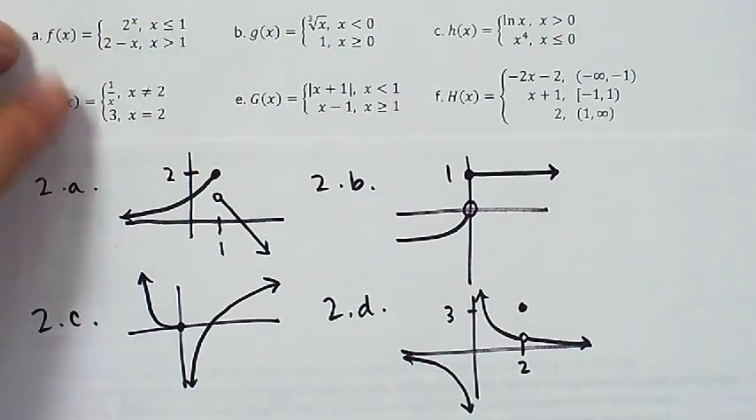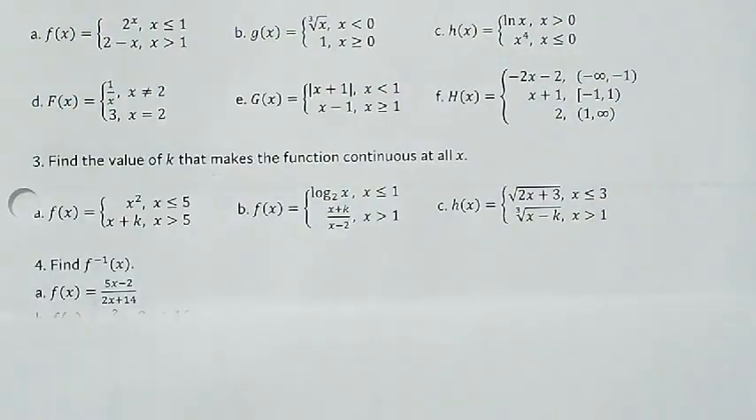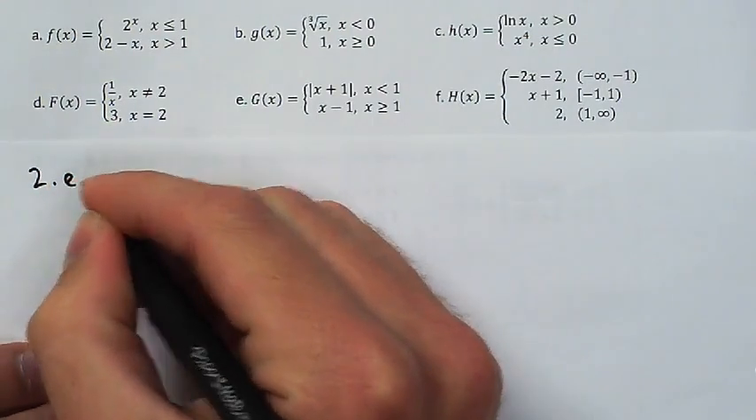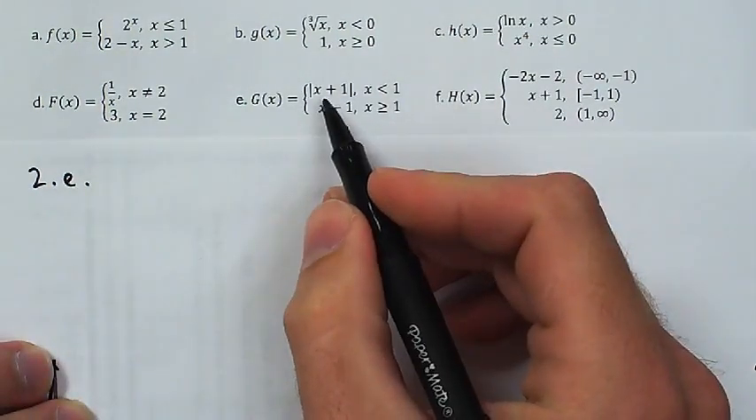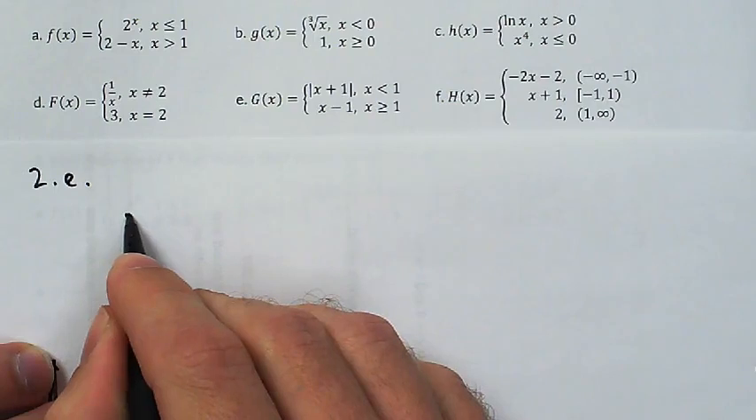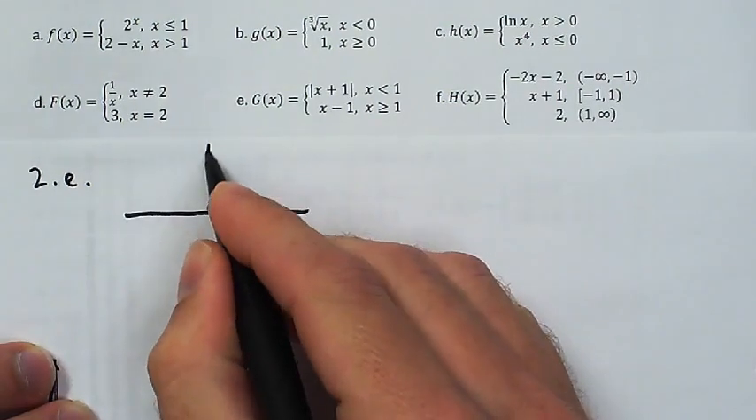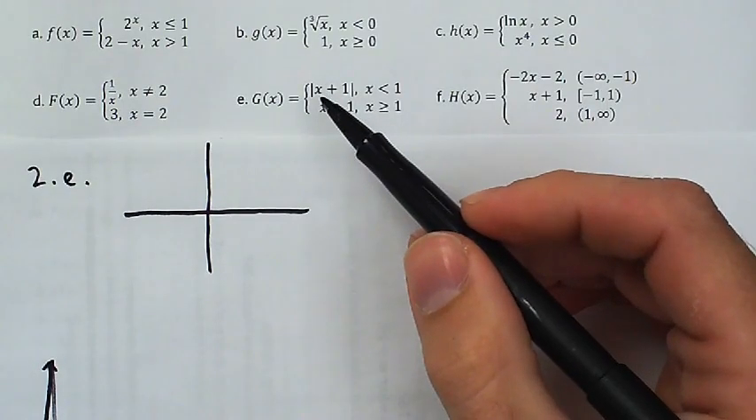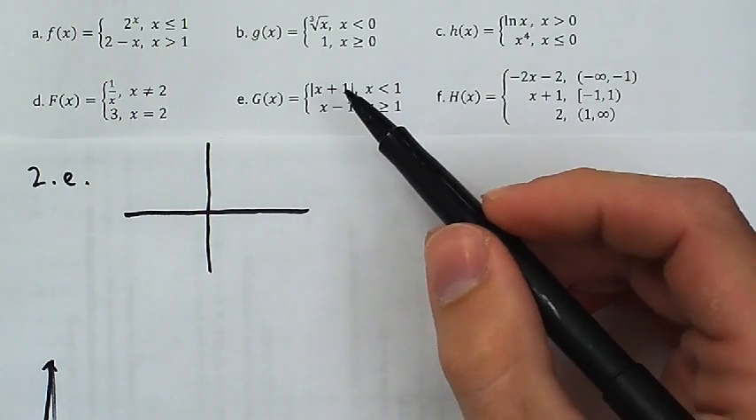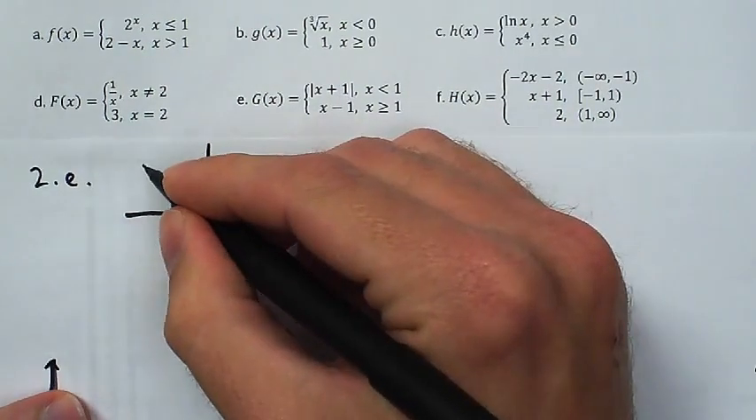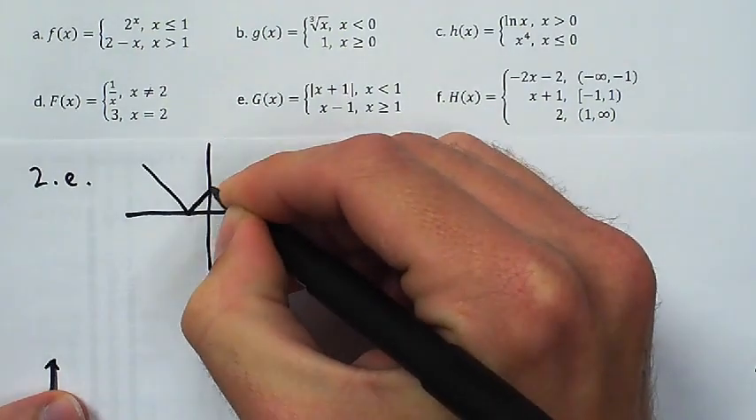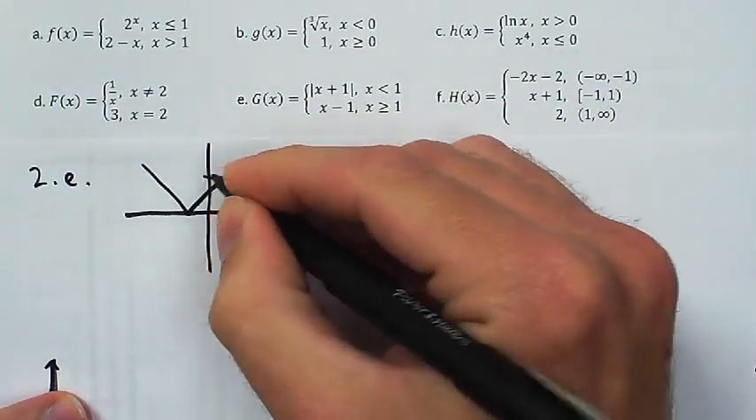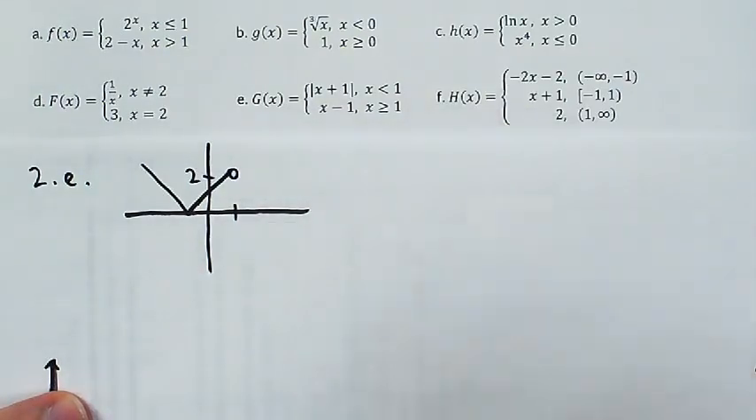Okay. So I've got 2 more. 2e is going to be the absolute value of x plus 1. The absolute value of x looks like a v, and knowing what we learned recently, this is going to be like the absolute value of x, but shifted left by 1. So I'm going to have a v like that, and it only goes when x is less than 1. So 1, 2, whoops, yeah, there we go.